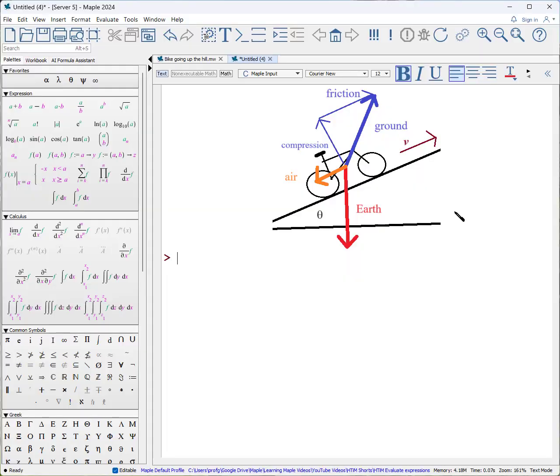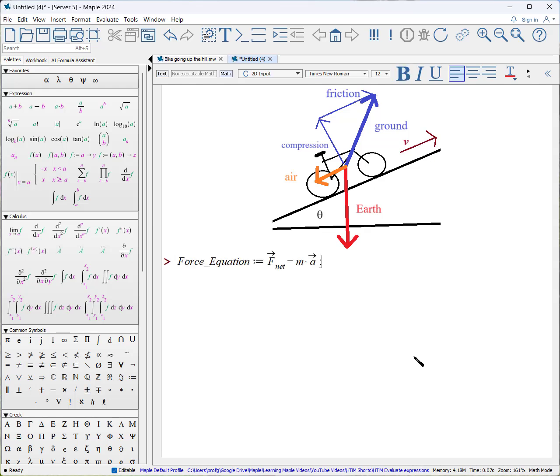Let's get started. In this problem, we are going to be bicycling up a hill. That means we're going to go against the force of the earth. The ground will provide the force of both holding the bicycle up and providing the friction to move the bicycle forward. And in addition, we're going to have some air resistance as the bicyclist climbs. The key here is we will make sure that the bicyclist moves at a constant speed.